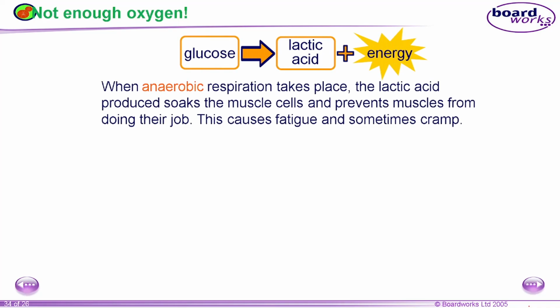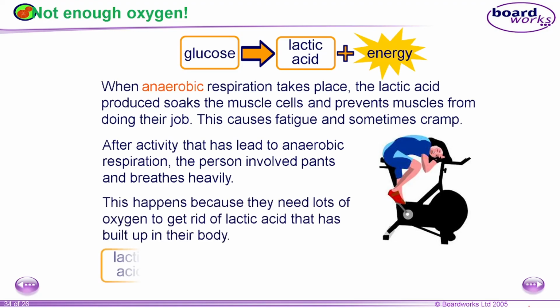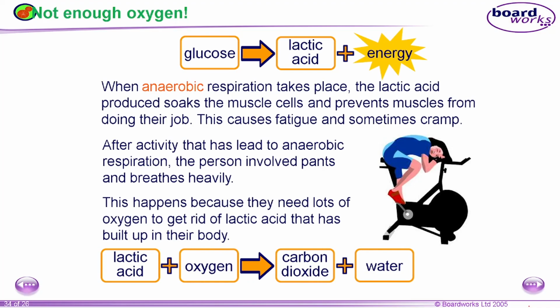So, not enough oxygen is called oxygen debt. Glucose makes lactic acid plus energy. When anaerobic respiration takes place, the lactic acid produced soaks the muscle cells and prevents the muscle from doing its job. This causes fatigue and sometimes cramp. After activity that has led to anaerobic respiration, the person involved pants, breathing heavily. This happens because they need lots of oxygen to get rid of the lactic acid that has built up in their body. Lactic acid plus oxygen makes carbon dioxide and water.